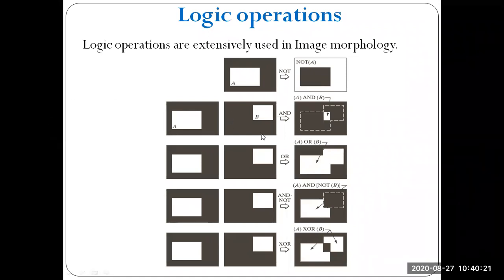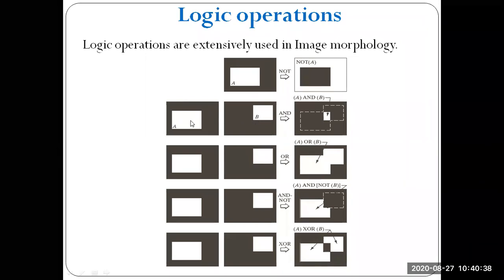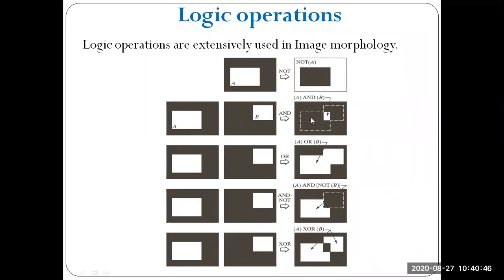Next, again there are two images. To perform AND operations, definitely we need two operands: operand A, operand B, nothing but image A, image B. But in image A I'm not considering the entire part, only some part, and in image B also only some part. Part A is white, part B is also white. If you operate an AND operation, only the common part is white and the remaining part becomes black.